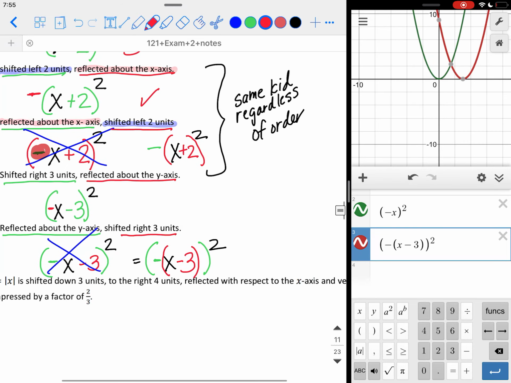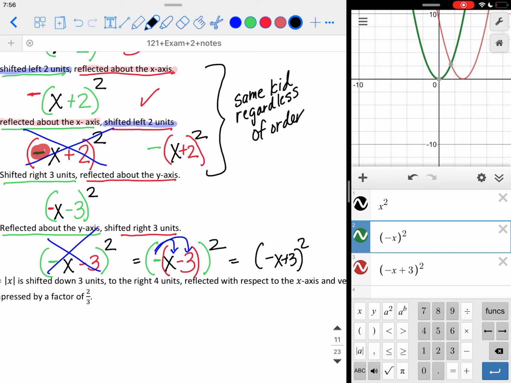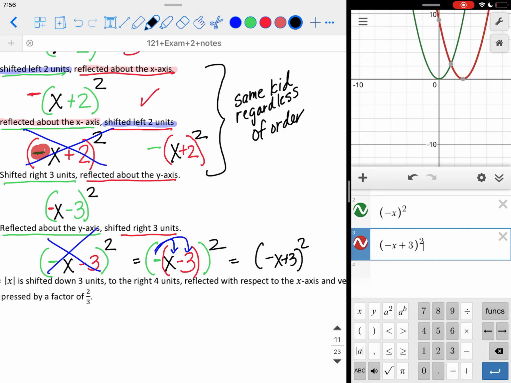Now, if you want to clean it up, just for algebraic purposes, technically we could distribute this negative. And we would be left with parentheses -x + 3 quantity squared. So let me clean that up here. -x, and then change this to a plus. And again, there's a kid in utero. And then there's the kid born 3 units to the right.